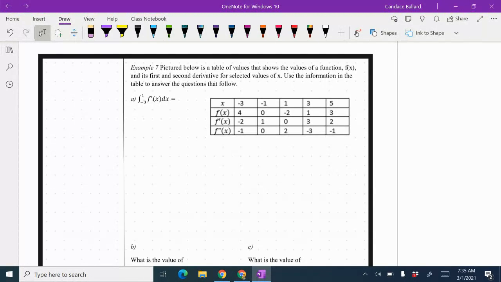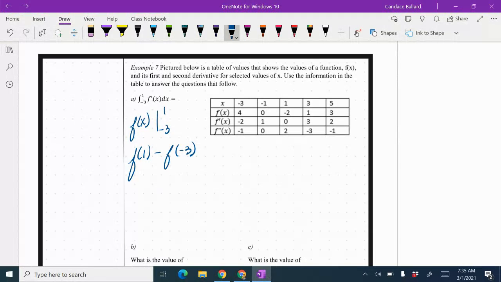So it gives me the integral of f prime. Well, I know when I integrate f prime, I'd have to get back to the original function. So I would get f. And then I have to test that out from -3 to 1. So I'm going to apply my fundamental theorem. So I get f of 1 minus f of -3.